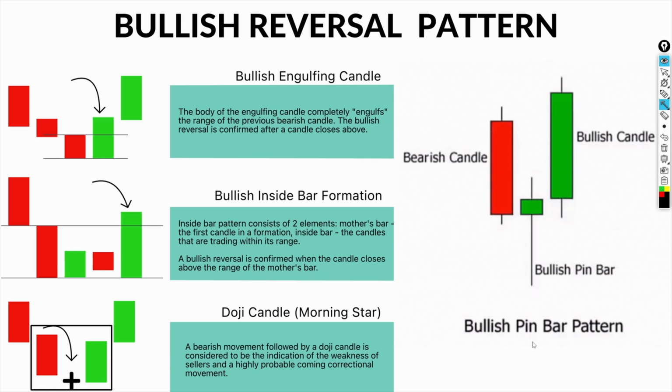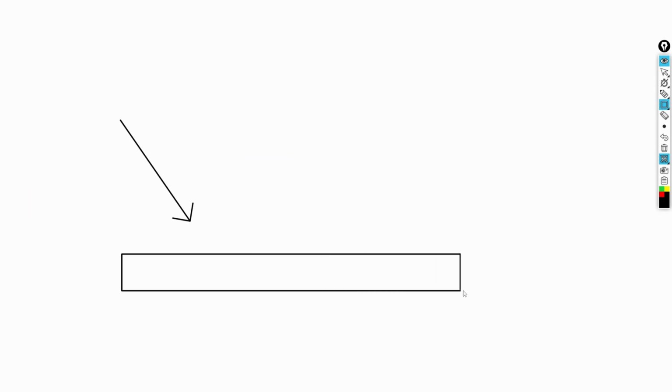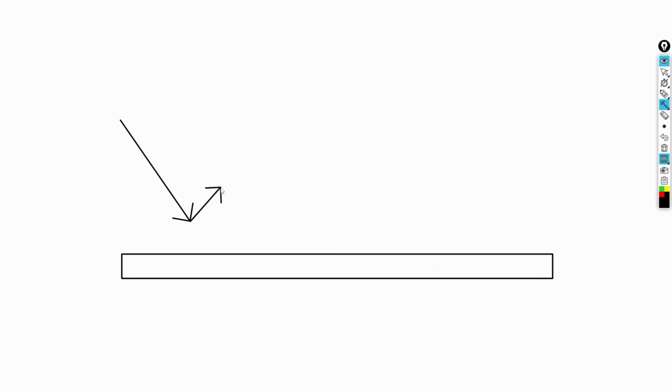So I have given you 7 bullish reversal patterns that you can use in this strategy. First one is hammer, second one is inverted hammer, third one is tweezer bottom, fourth one is bullish engulfing, bullish inside bar, doji candle morning star pattern, and bullish pin bar pattern. You will use these patterns if price is going down. You have your support level here and price hits that level.